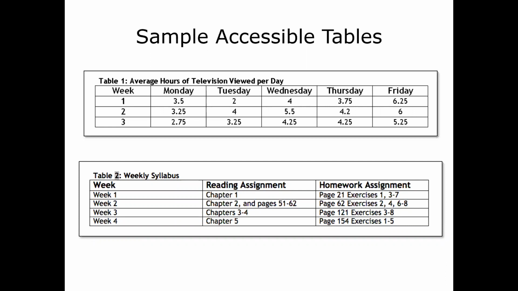Okay. So these sample accessible tables, you see it. The first one is just average hours of television viewed per day, weeks 1, 2, and 3, Monday, Tuesday, Wednesday, Thursday, and Friday. And it just shows you the average hours. The second table is reading assignment and homework assignment and what week they're going to be in. And again, a very, very simple tool.